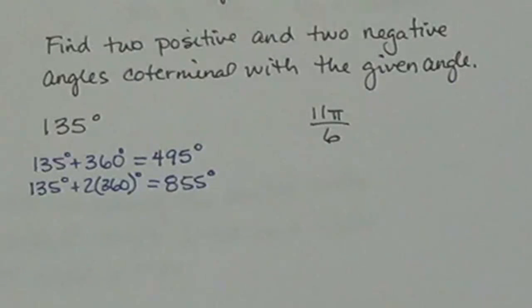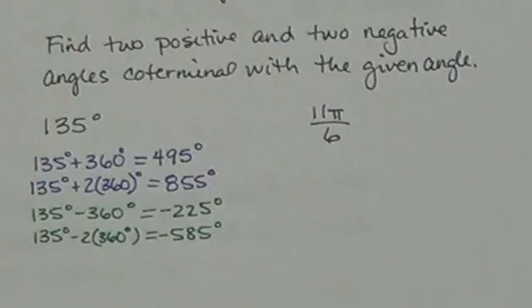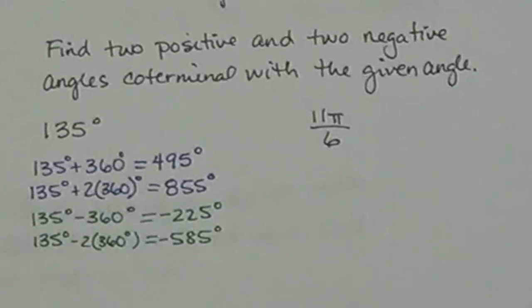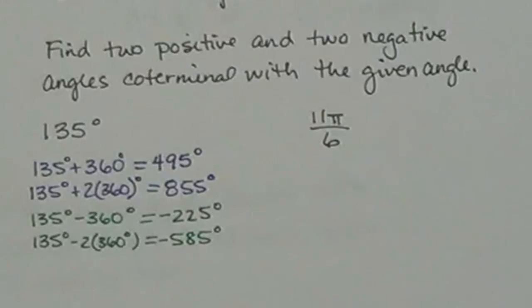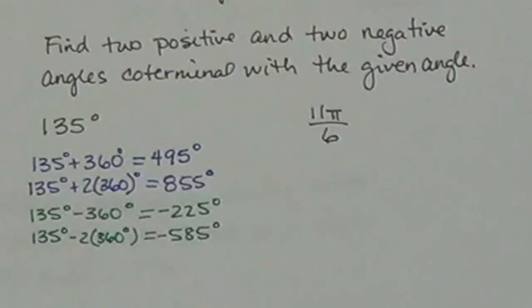So to do the two negative, we're just going to subtract a full revolution. So here we can see 135 minus 1 revolution, or 360 degrees, is going to give us negative 225 degrees. Okay, to get the second negative coterminal angle, we're going to use 2 full revolutions. And so here we can see that 135 minus 2 times 360 is going to equal negative 585 degrees.